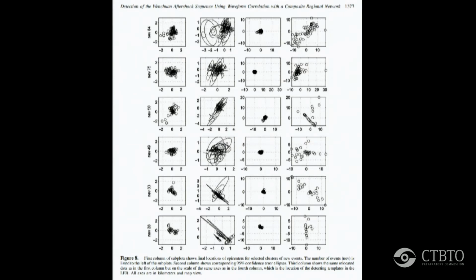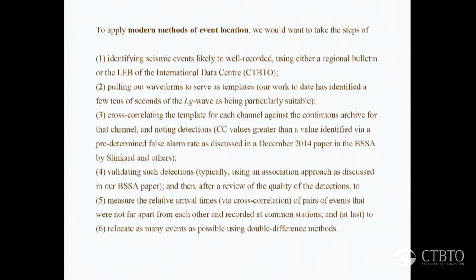This is with the same spatial scale in these 2 maps. So these are our clustered locations, shown here with an expanded scale and shown here with their confidence ellipses. So, to apply modern methods, this is what I would like to see happen, and I don't know, frankly, which institutions will take the leadership to do this on a large scale.